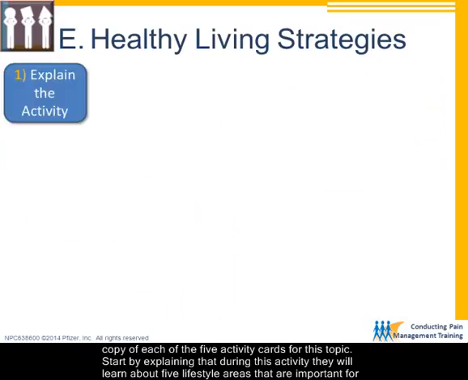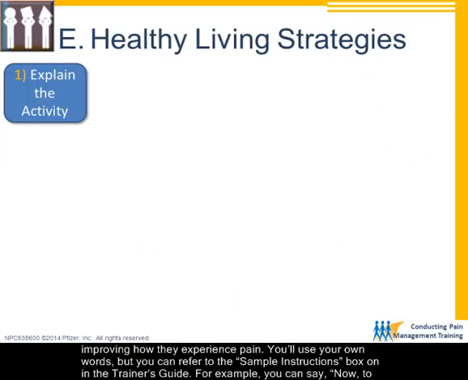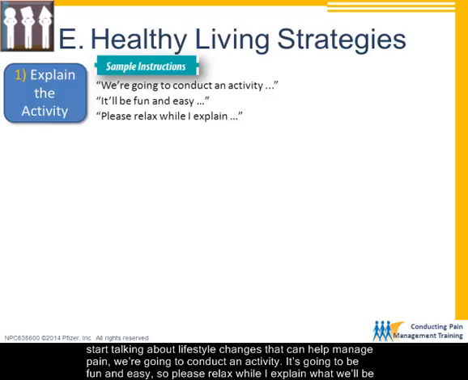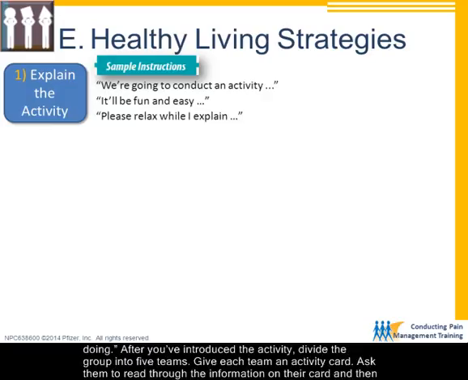Start by explaining that during this activity, they'll learn about 5 lifestyle areas that are important for improving how they experience pain. You'll use your own words, but you can refer to the sample instructions box in the trainer's guide. For example, you can say, now to start talking about lifestyle changes that can help manage pain, we're going to conduct an activity. It's going to be fun and easy, so please relax while I explain what we'll be doing.